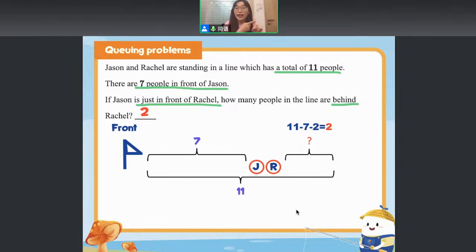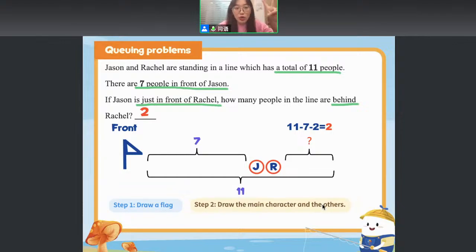Again, what is the first step? The first step is always to draw a flag. Draw a flag and label the direction. Where is the front? Where is behind? Okay? Good job. Yes, 11 minus 7 minus 1 minus 1. Okay, correct. Step 1, draw a flag. Step 2, draw the main character and the others. And then draw a bench. Yes, understand?